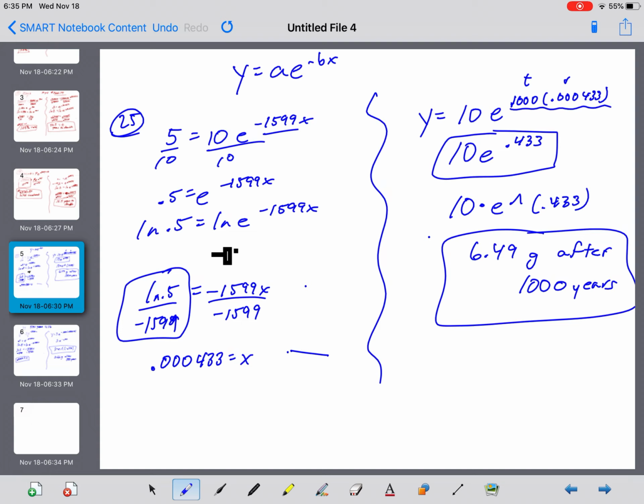All right, 2.66 grams. So did I forget the negative in this one? Yeah, sorry, this should be a negative here. Back in problem 25.